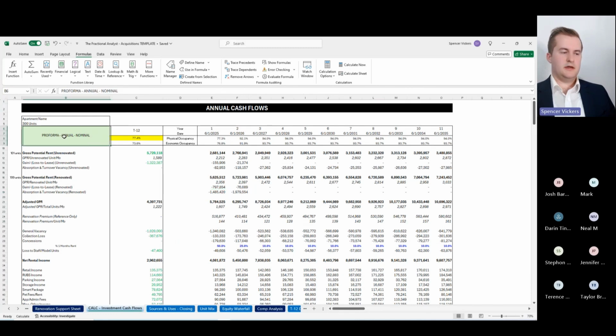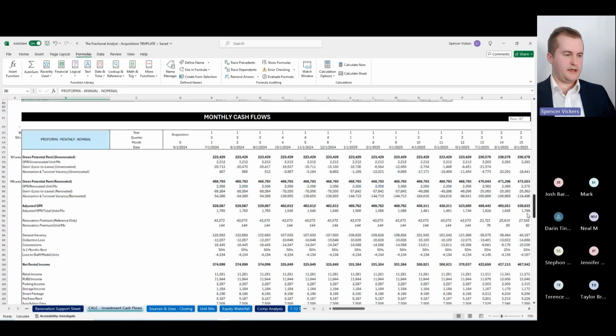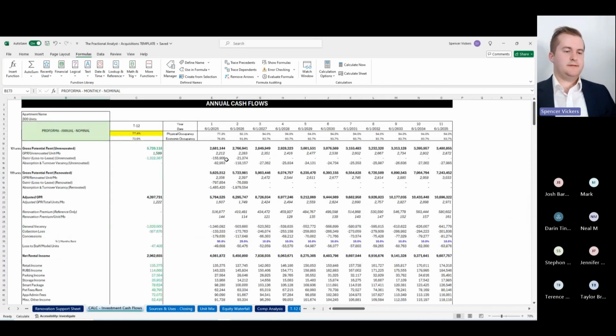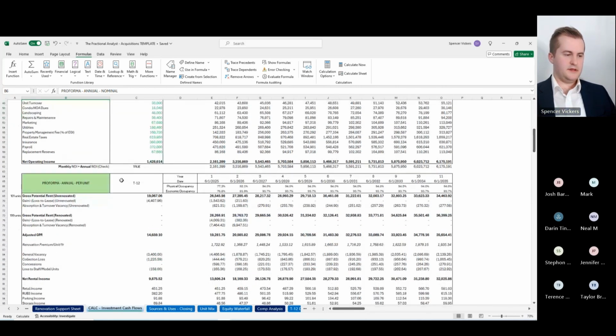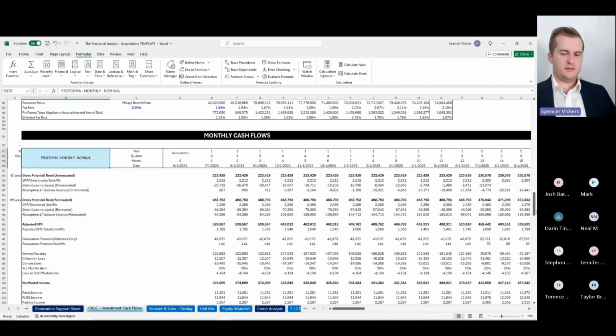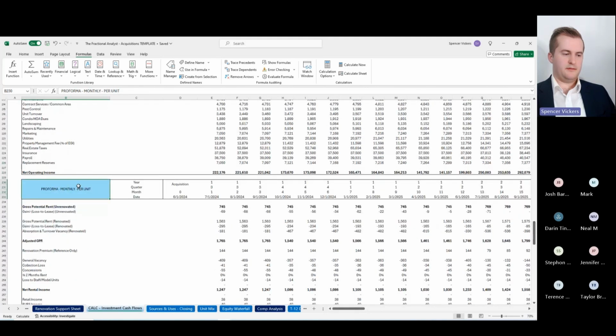This pro forma, I think I mentioned it, is a monthly cash flow pro forma that sums up into an annual cash flow just for convenience. But the basis of it is monthly, so you can look at it on an annual nominal basis, an annual per unit basis, and a monthly nominal, and monthly per unit.